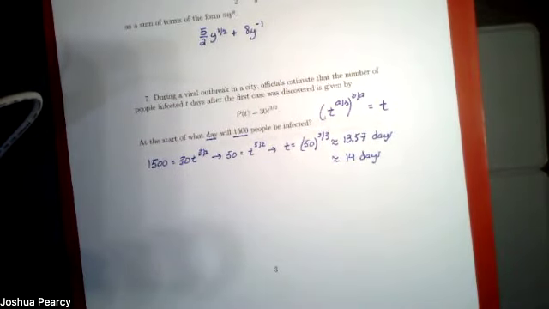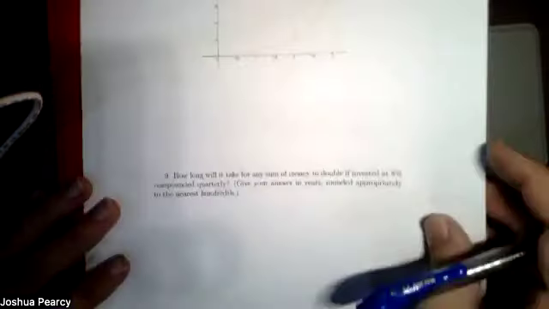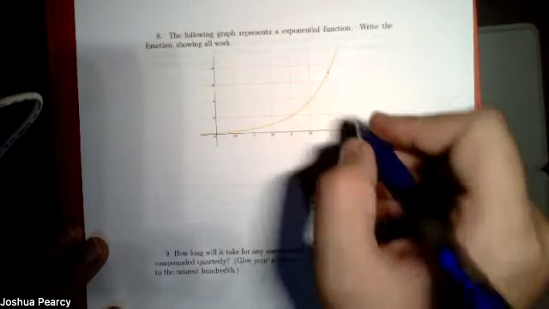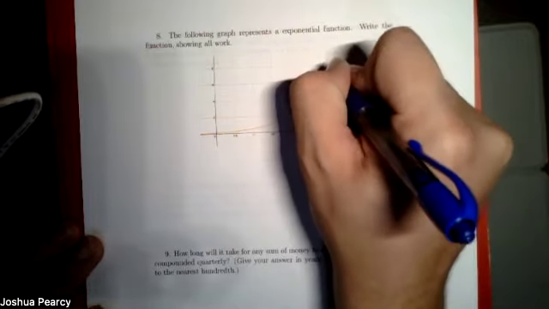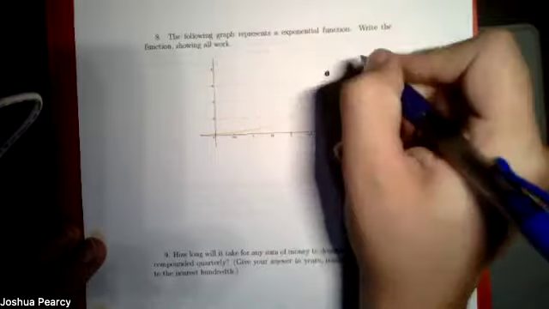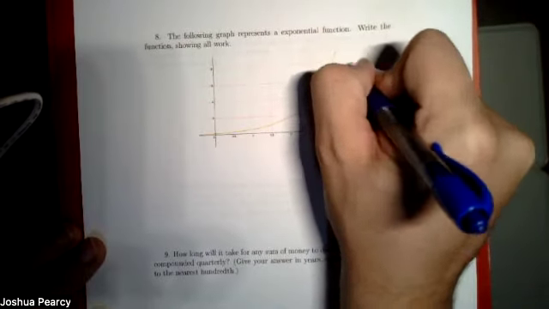So let's move on to the next question. This one says the following graph represents an exponential function. Write the function showing all work. So here, let's look at what the 2 points are on this graph. Here we have the point 3, 7.